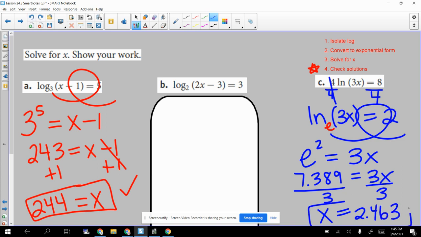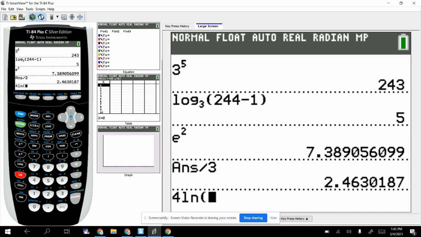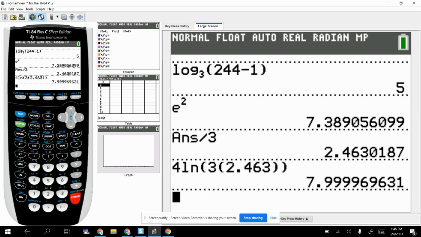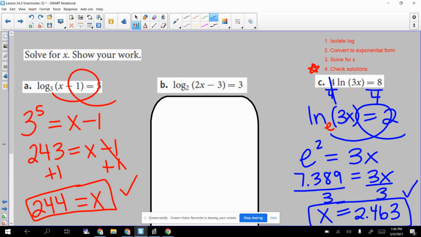And again, we could plug this in. When you have the natural log or the base e, you will get a decimal. So when you plug it back in, you won't get the exact same answer, but we could do 4 times the natural log of 3 times 2.463, and it should be about 8 when we do that. So 7.99999, so yes, that's about 8. It's because we rounded our decimal. That's why it's not exact. Okay, so yes, we know that that is the correct answer. So we can check that off, we did it.